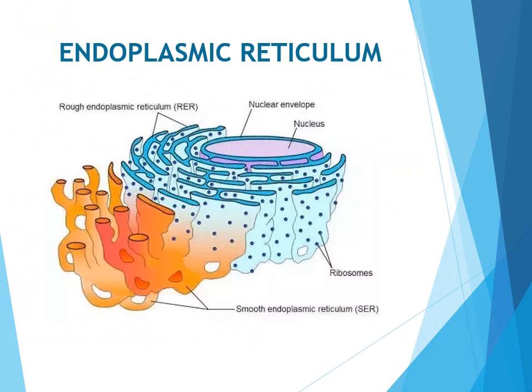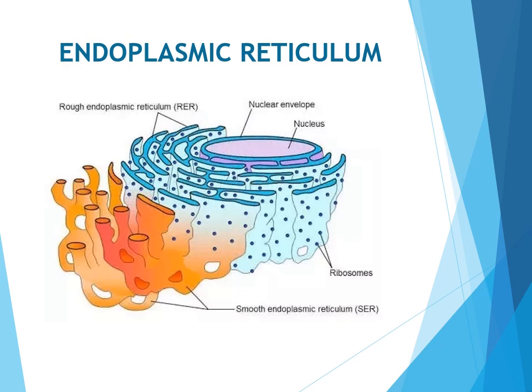Next, endoplasmic reticulum. Endo, inside, plasmic, cytoplasm. Reticulum is network. They form a network inside the cytoplasm. They are present only in eukaryotic cell as they are also membrane bound organelles. They are present in both plant as well as animal cells.